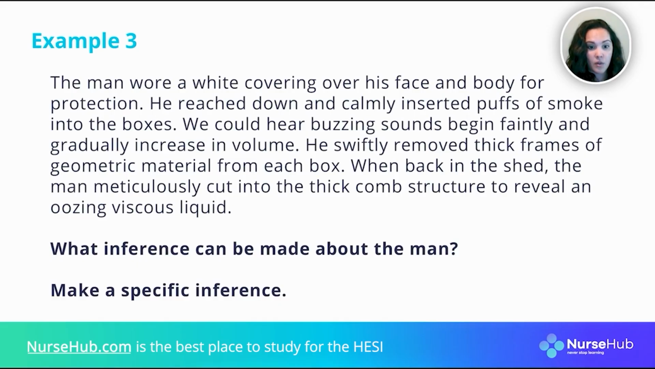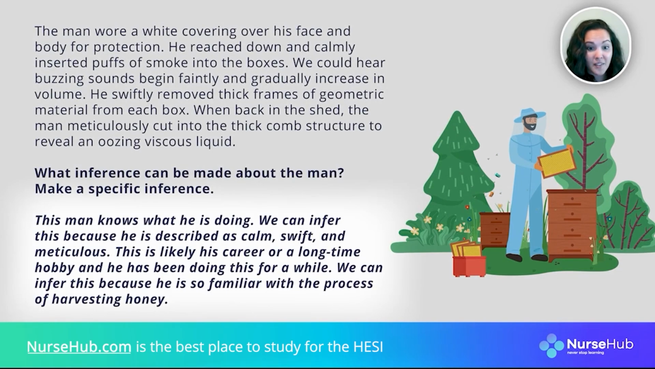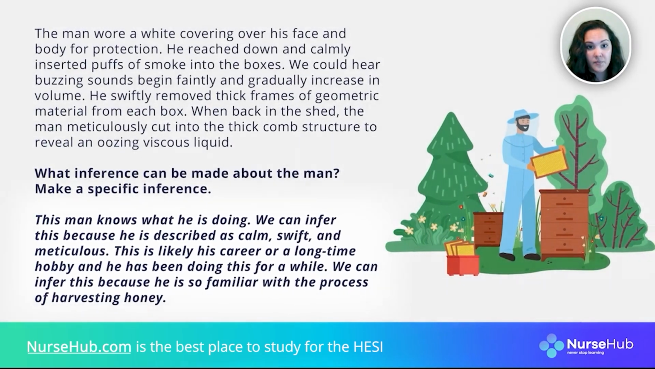Okay, so we're going to switch gears here and make a specific inference. So generally, we made an inference about what was going on in the last example. In this example, we're going to think about what inference we can make about the man, specifically the man. Think about it. All right, here's my inference. This man knows what he's doing. We can infer that because he's described as calm, swift, and meticulous. This is likely his career, or maybe it's a long-time hobby, and he's been doing this for a while. We can infer this because he is so familiar with this process of harvesting honey.